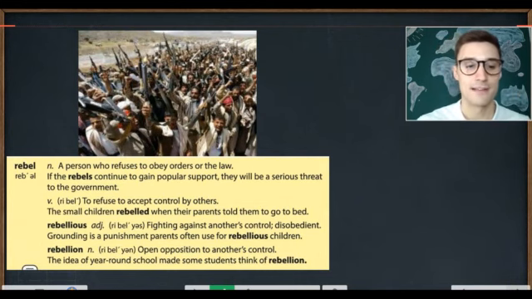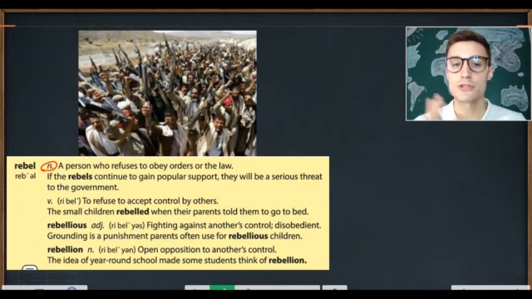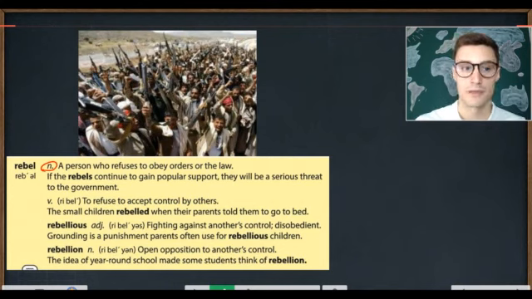The next word is rebel. You got it. A rebel is the name of a person who refuses to obey orders or the law. If the rebels continue to gain popular support, they will be a serious threat to the government.